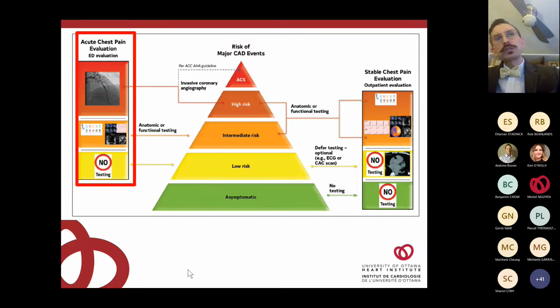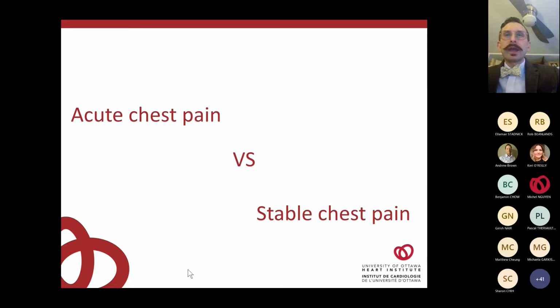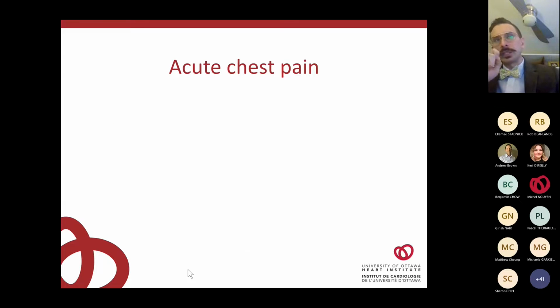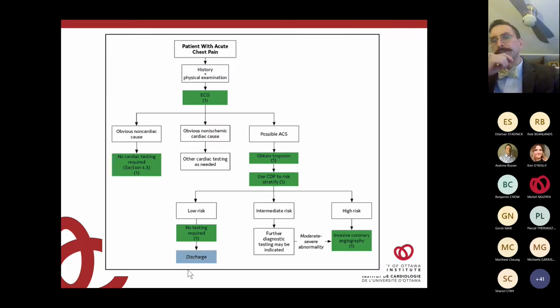All right, so let's swing over to this side. And again, in the new guidelines, we think of things as either acute or stable chest pain. So let's start by focusing on the acute chest pain patients for a moment. Before we begin, I again just want to make it clear that these are not my personal recommendations as we walk through here. I'm simply walking through what the guidelines have outlined. And with that, let's start our focus on the acute chest pain side for a minute.